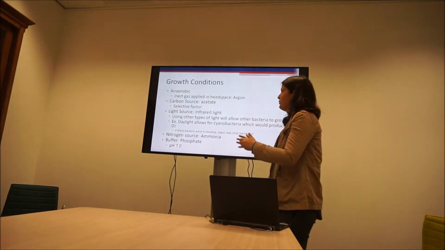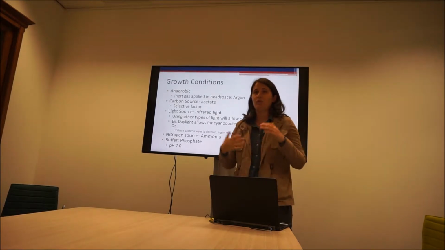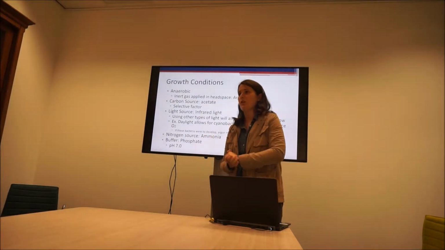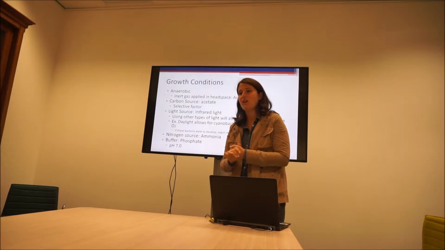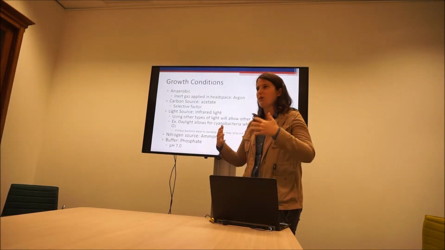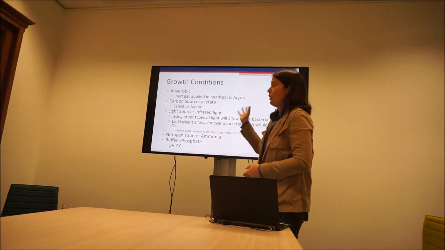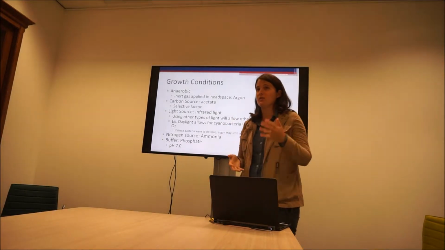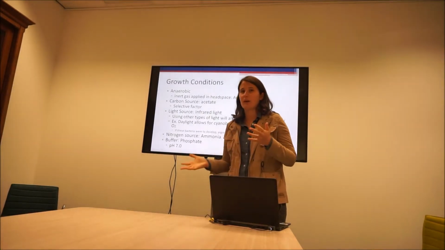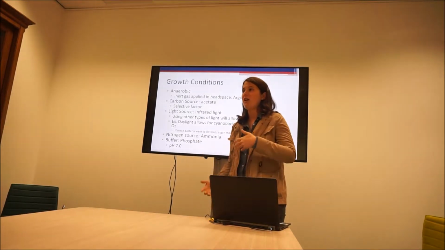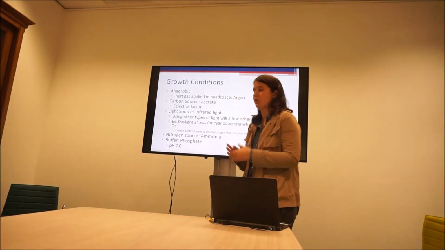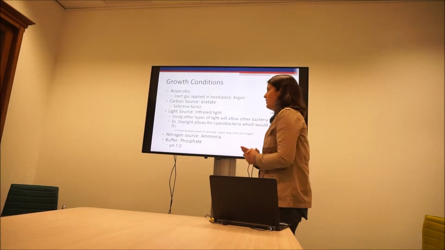And so going further into the growth conditions, it was growing in anaerobic conditions with argon in the headspace, so that we, again, tried to create that anaerobic condition. Our carbon source was acetate, and this was a very selective factor because not a lot of bacteria can utilize acetate for their metabolism, which would, again, select for PNSPB.